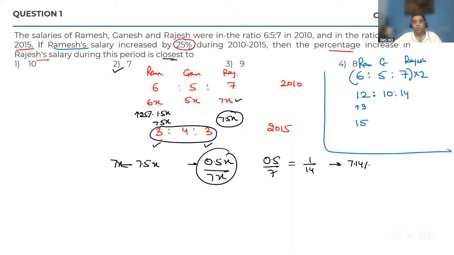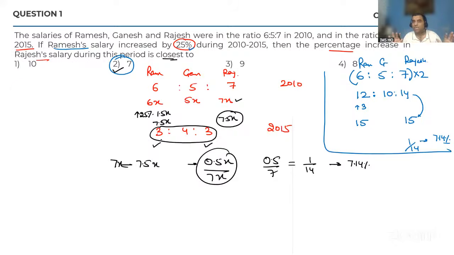And I know the value for both Ramesh and Rajesh is the same. So therefore, by default, I can straight away say this value will also be equal to 15. And now if a value has changed from 14 to 15, that means there's a change of 1 on the base of 14, and 1 by 14, the reciprocal, we know is going to be 7.14%, and hence my answer is going to be this.